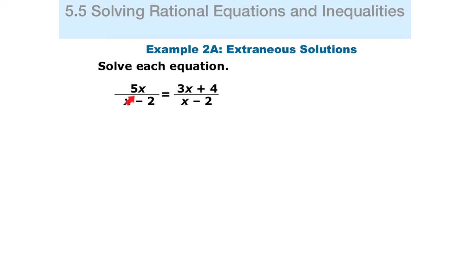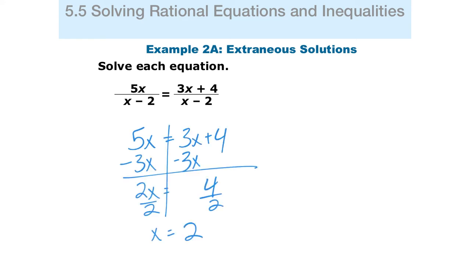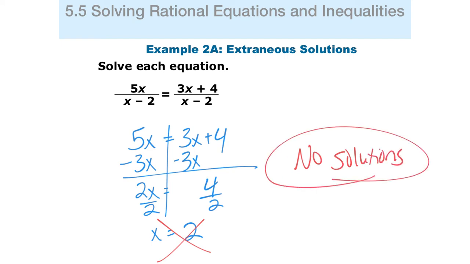In this equation, I already have common denominators, and so I know that to make these two things equal, the numerators would have to be equal. So really what I'm looking at is just 5x equals 3x plus 4. When I solve that equation, I end up with x equals 2. Now I have to look back. Is it possible for x to be 2? No, it is not, because that would make the denominator equal to 0. So this solution does not work, and so there are really no solutions to this equation.